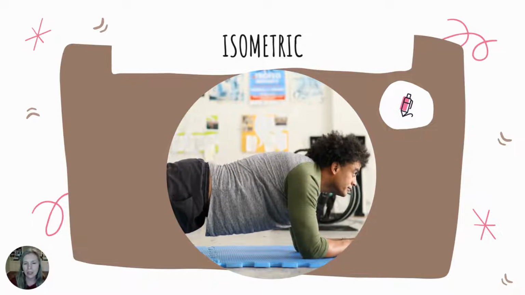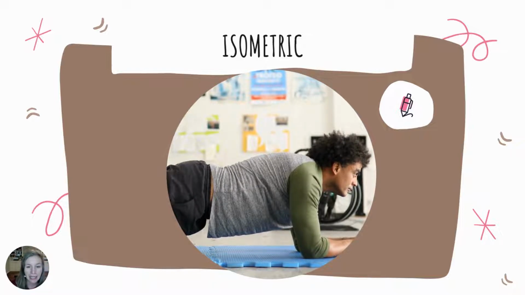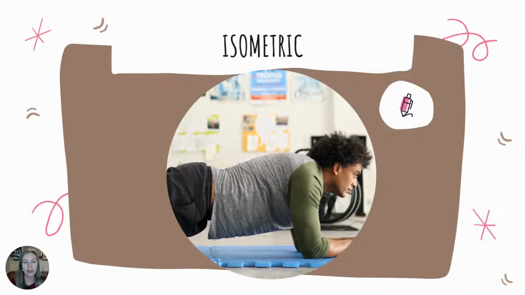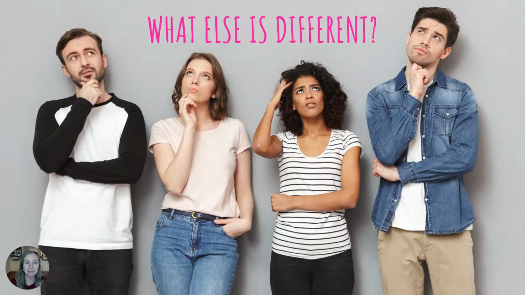In your mind, you might think of an isometric plank. This is where the muscle fibers of the abdominal wall and the core are engaged, but they're not necessarily shortening or lengthening. So that's in review. What else is different? Well, there's lots, my friends. There's lots of differences here.